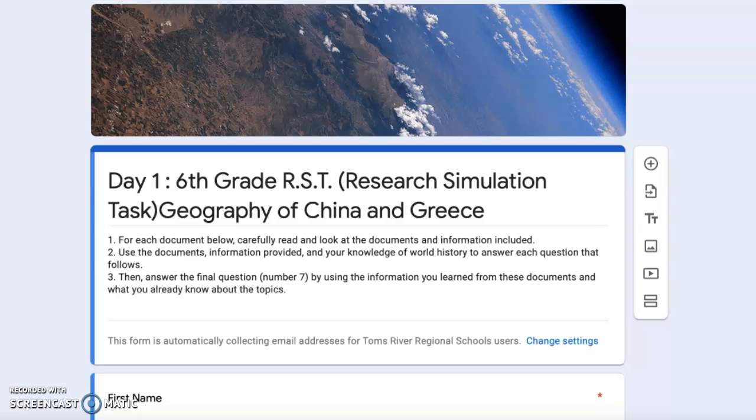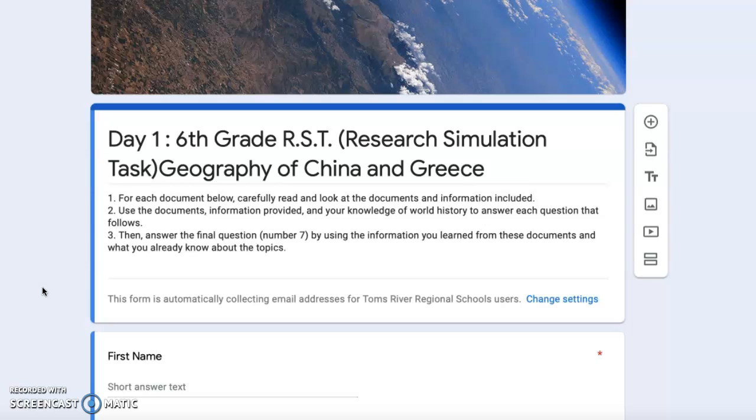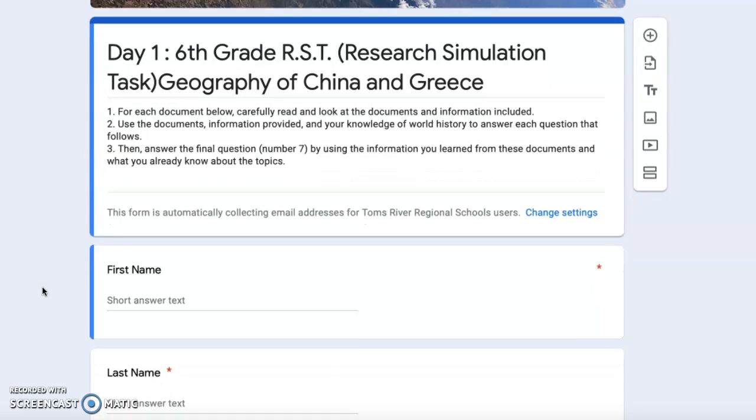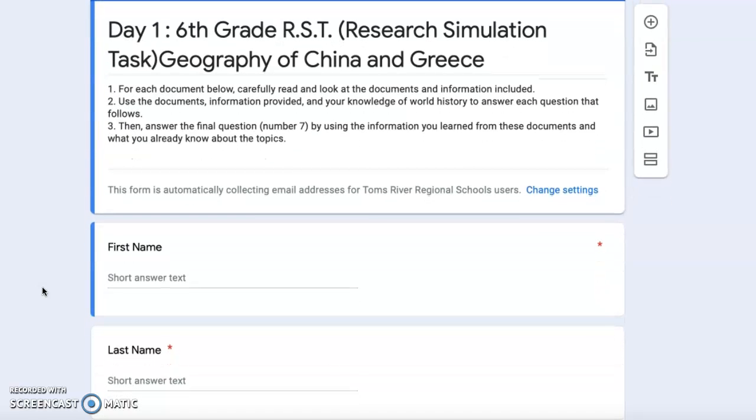Day 1, 6th grade RST, Research Simulation Task, Geography of China and Greece. Number 1. For each document below, carefully read and look at the documents and information included. Number 2. Use the documents, information provided, and your knowledge of world history to answer each question that follows. Number 3. Then, answer the final question, number 7, by using the information you learned from these documents and what you already know about the topics.